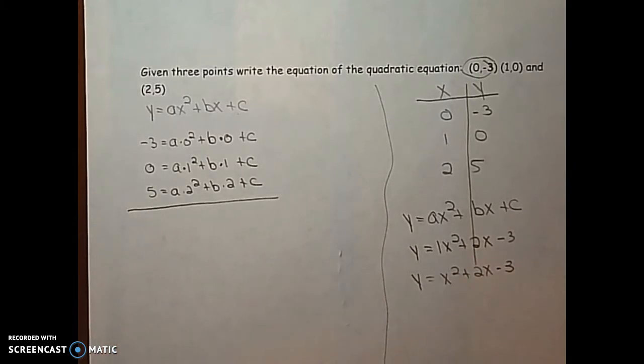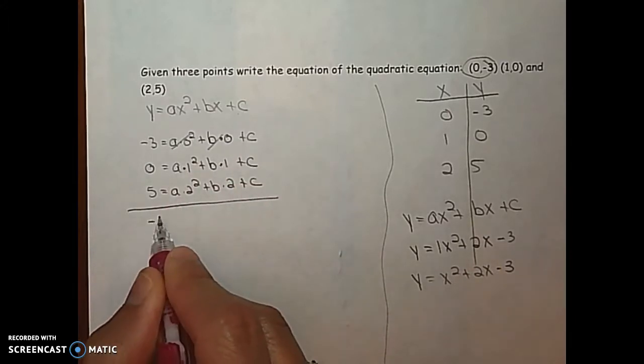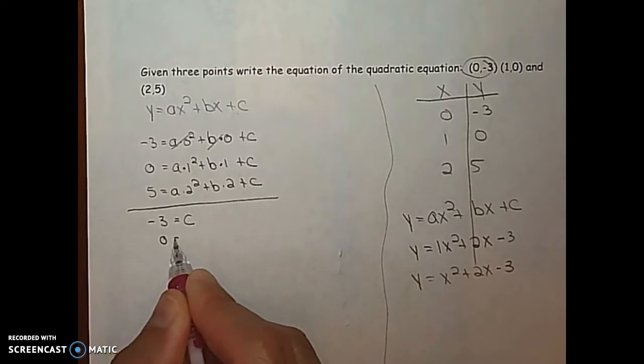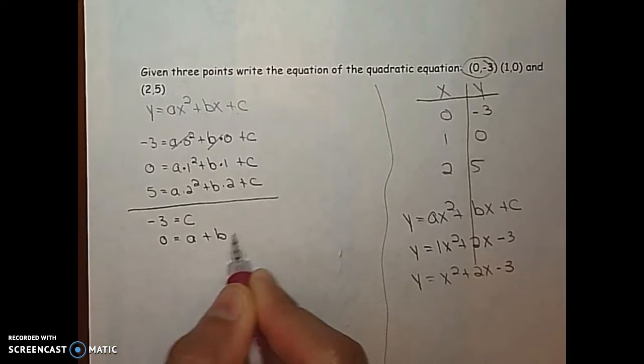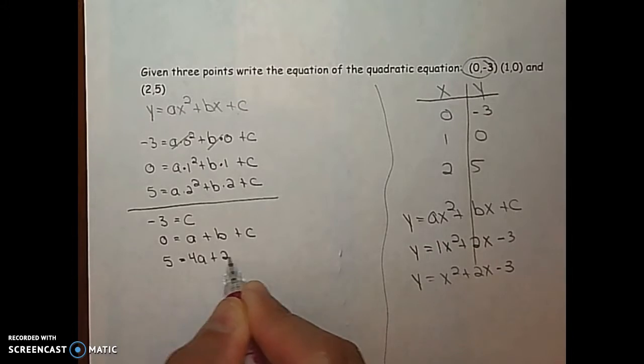And I'm going to clean each equation up. So each of those terms cancel out, and I'm left with -3 is equal to c. That second equation would be 0 equals a plus b plus c. And our last equation would be 5 equals 4a plus 2b plus c.